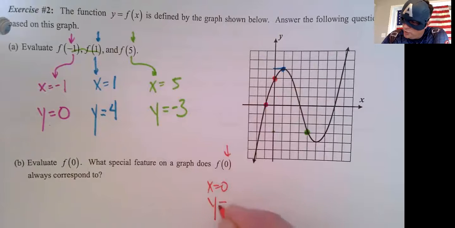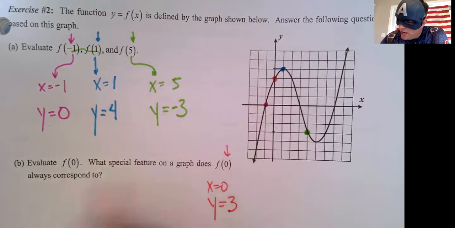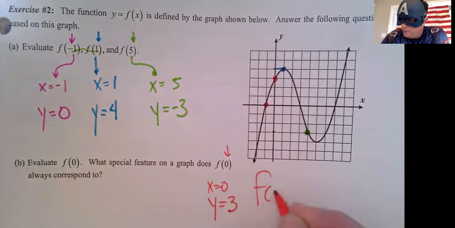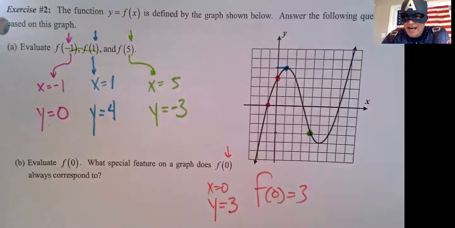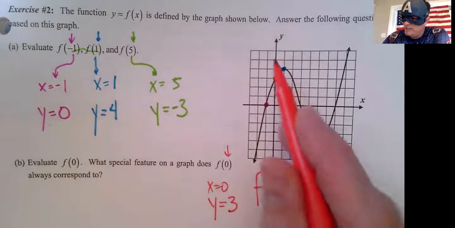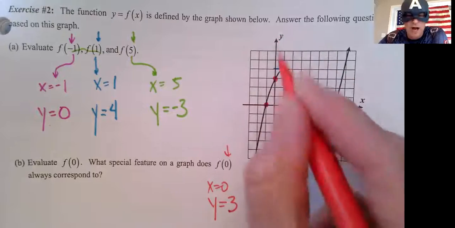Our y value is 3. So f of 0 is equal to 3. I'll write that over here, and then ask what special feature on the graph does that correspond to. Anytime you're going to be taking an f of 0, where the x is 0, that is going to be a point that is on the y-axis.